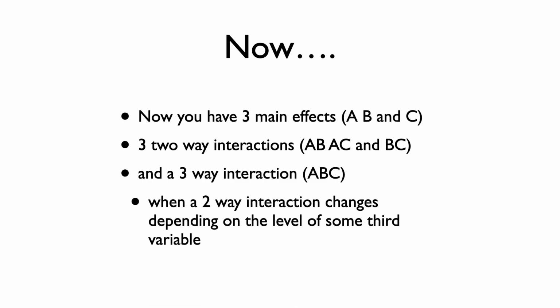A 3-way interaction is when a 2-way interaction changes depending upon some level of the third variable. Remember, a 2-way interaction was just that the main effect changes depending upon the level of some second variable. Well, we'll just go up one level. So now a three-way interaction is when the two-way interactions change depending upon the level of some third variable.